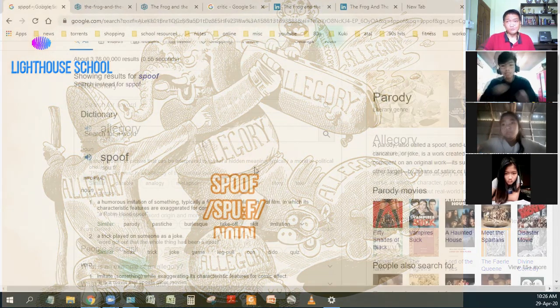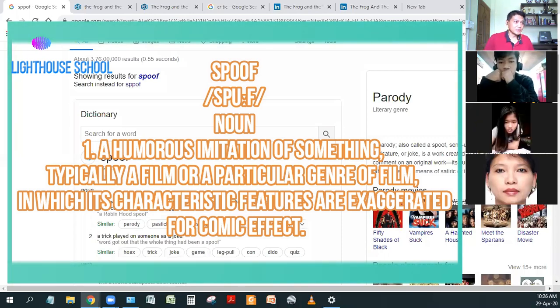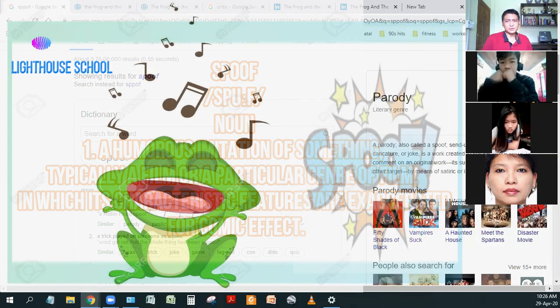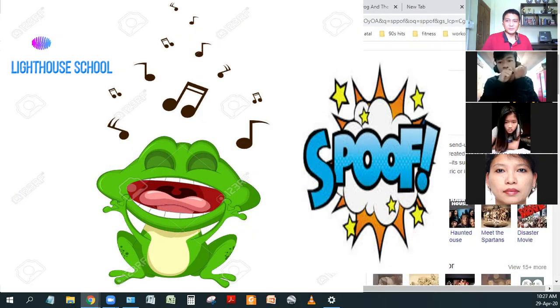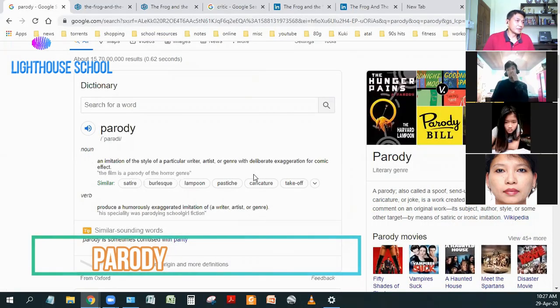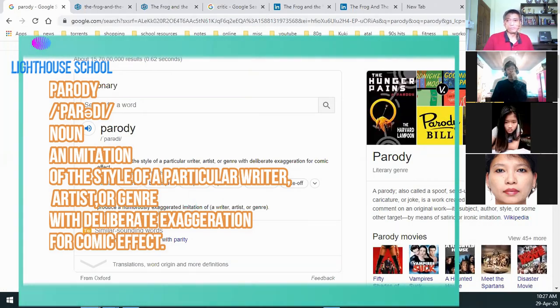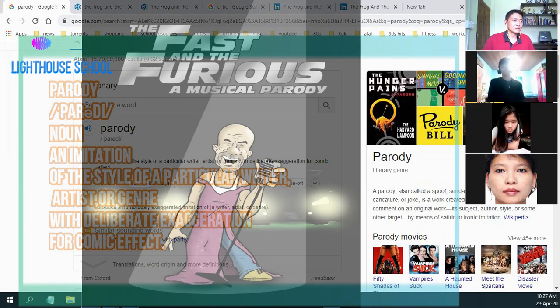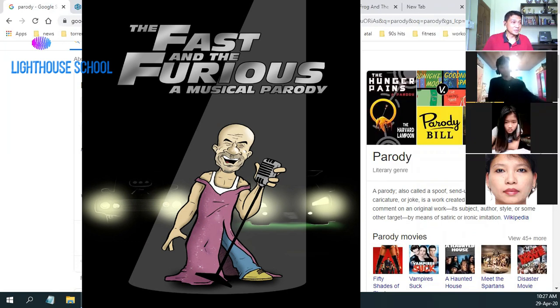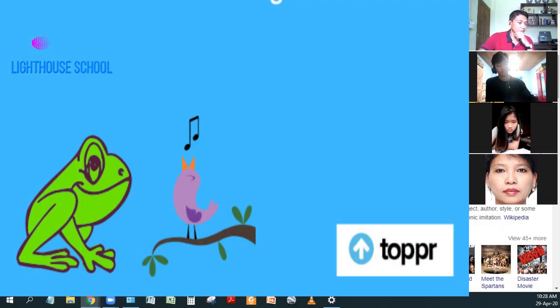Now, a spoof is something like a comedy. It's an exaggeration and humorous imitation of something. So it's not really to be taken very seriously. Now the meaning of a parody: a parody is an imitation. That means you're mimicking or copying something. Once again, a parody is an imitation of the style of a particular person or an artist, and it's deliberately exaggerated. Okay, let's start with the poem itself.